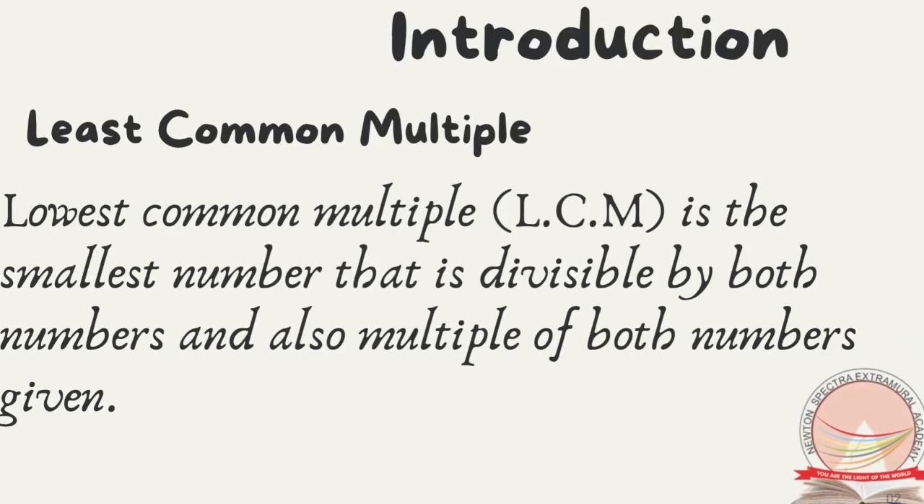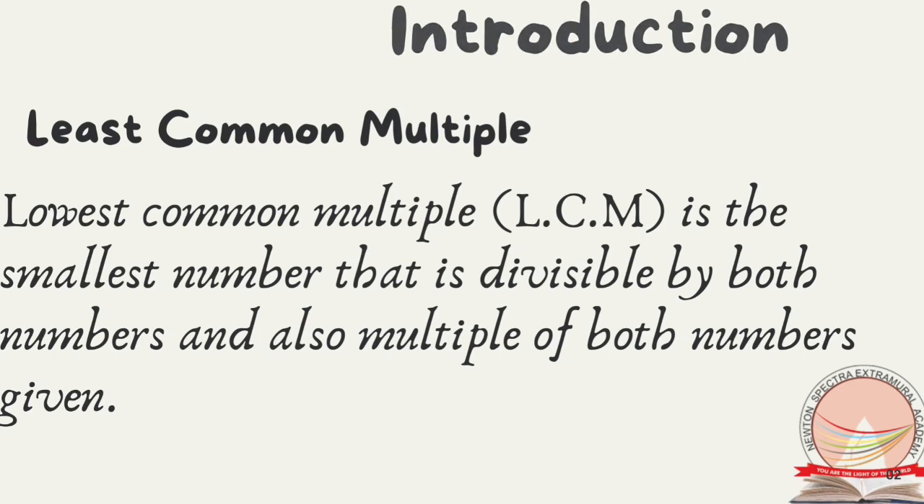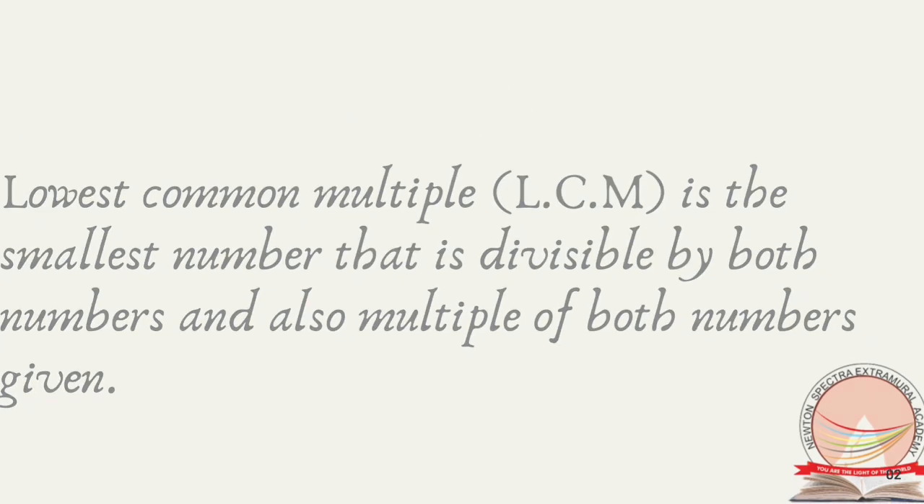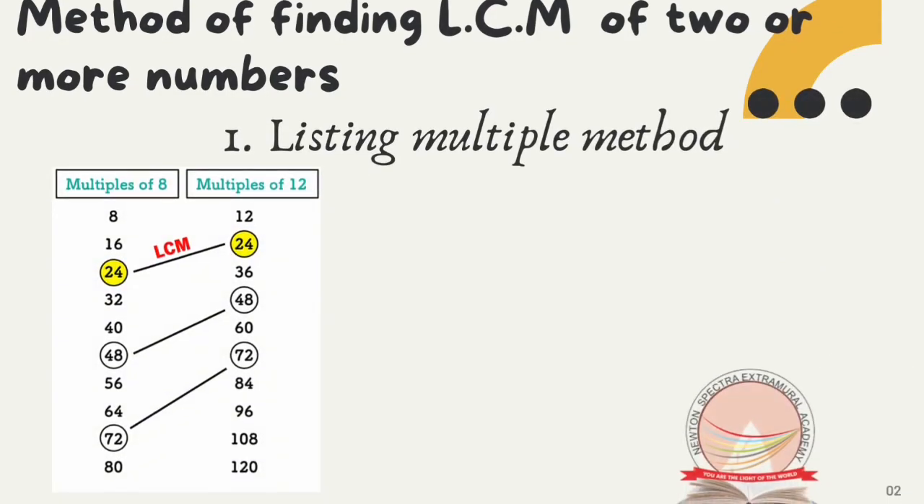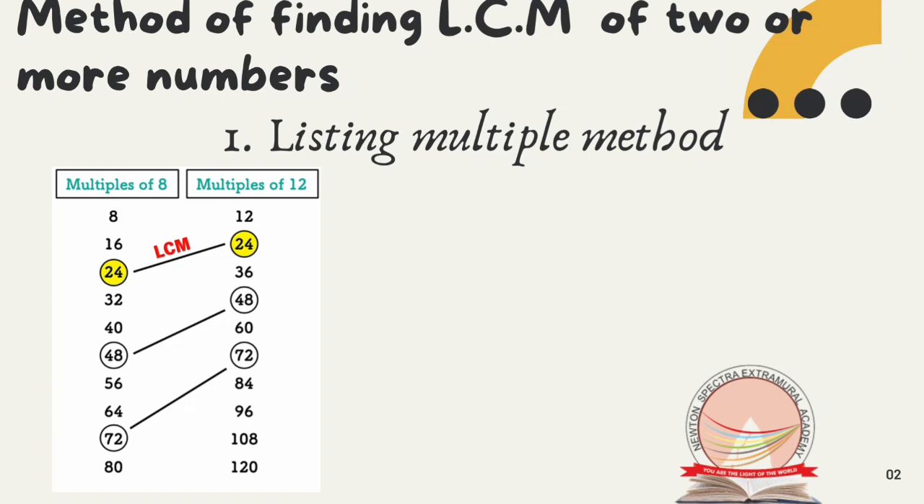What is least common multiple? Least common multiple is also known as lowest common multiple, and is the smallest number that is divisible by both numbers and also a multiple of both numbers given to us. We have several methods used in finding the LCM of two or more numbers. The first method is the listing multiples method. We list out the multiples of a particular number, then we find the lowest common multiple.